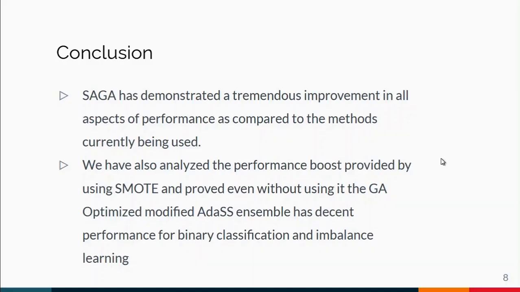In conclusion, SAGA has demonstrated a tremendous improvement in all aspects of performance as compared to the methods currently being used. We have also analyzed the performance boost provided by using SMOTE and proven that even without using it, the GA optimized modified AdaSS ensemble has decent performance for binary classification and imbalanced learning.